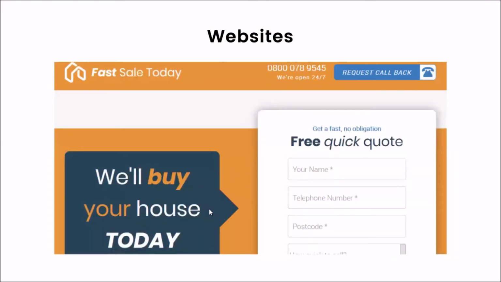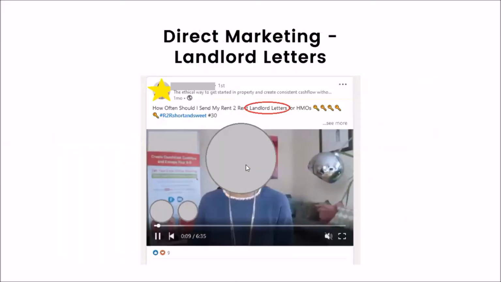Here, we'll buy your house today. Again, lots of words like quick and fast and today and guaranteed, because people who are desperately needing to sell a property are people who want a property investor to be buying their properties quickly. They want a guaranteed sale, and quick, okay? They no longer want to be holding on to an asset that's giving them problems.